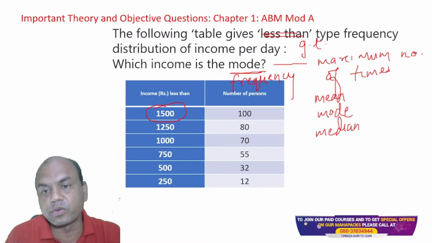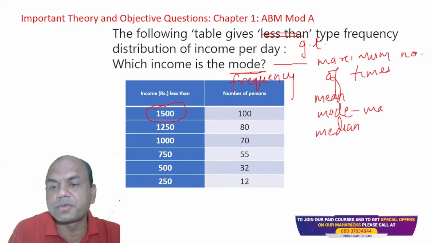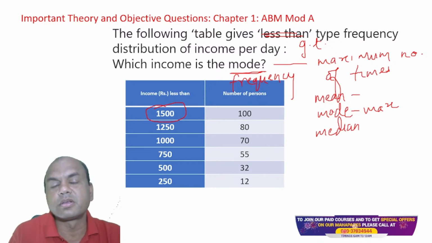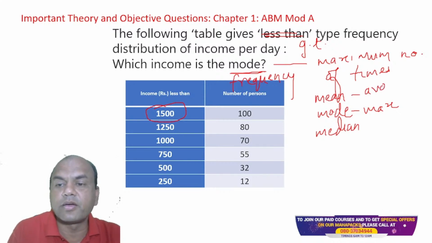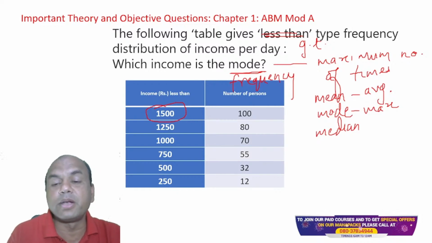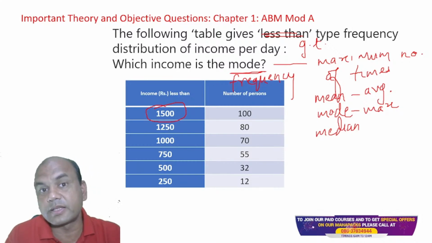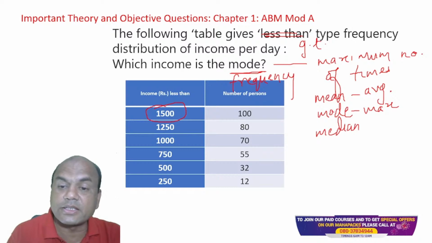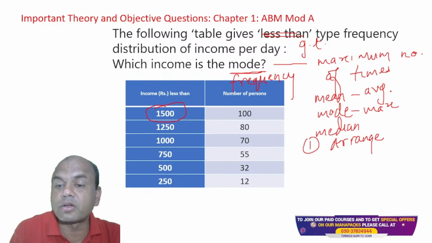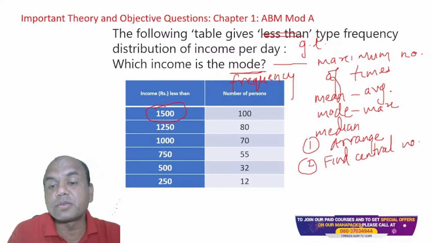See, mode, just now I told you, is the number that occurs maximum number of times. Mean is average. Median means I'll arrange these numbers in serial order, either ascending or descending. There are two steps to median. First, arrange them in serial order. And then find the central number. So this is known as median.